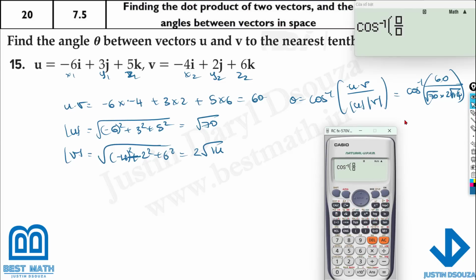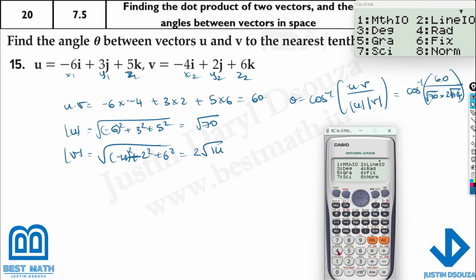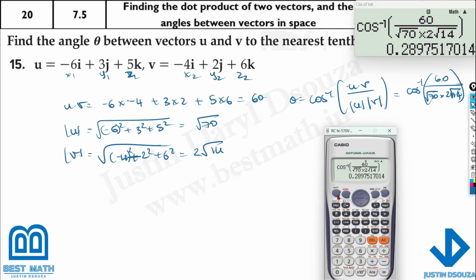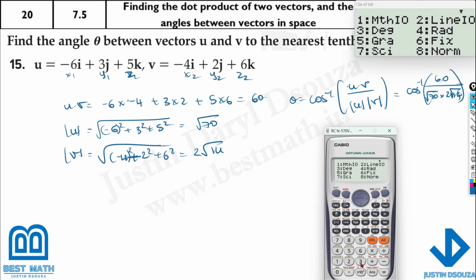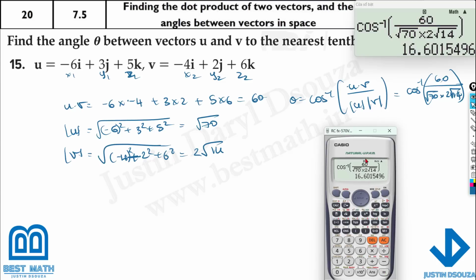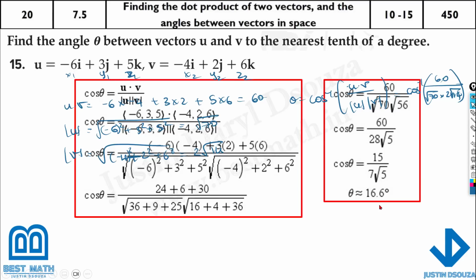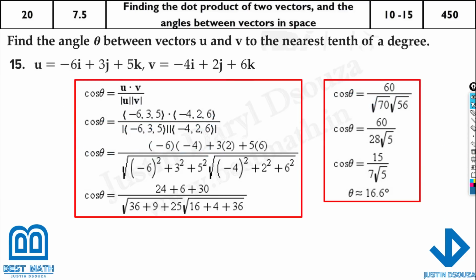Cosine inverse of 60 divided by square root 70 times, press next and then multiply it with 2 square root 14. Close the bracket. This is the answer. Make sure your calculator is in degree mode, because if it's in radian, imagine you kept it in the radian mode, the answer is absolutely wrong. So shift mode and 3, or just clear your calculator. The default mode is always degrees. So 16.6 must be the correct answer. Yes, that's the correct answer.